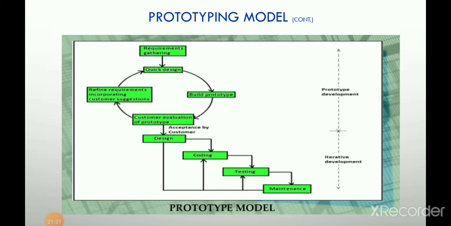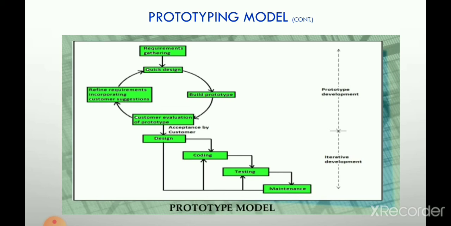This is the diagram of the prototyping model. Okay, so first it gathers the requirement, then the developer develops the quick design, then builds the prototype, then the customer evaluates the prototype. Again, according to the customer feedback, they refine the requirement, again the quick design. Okay, means first of all they develop a prototype.